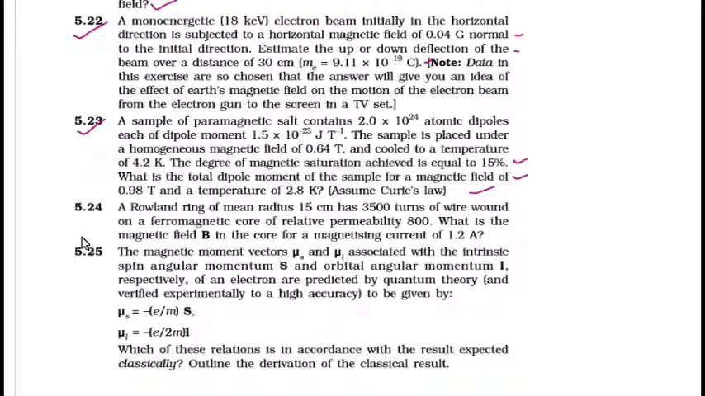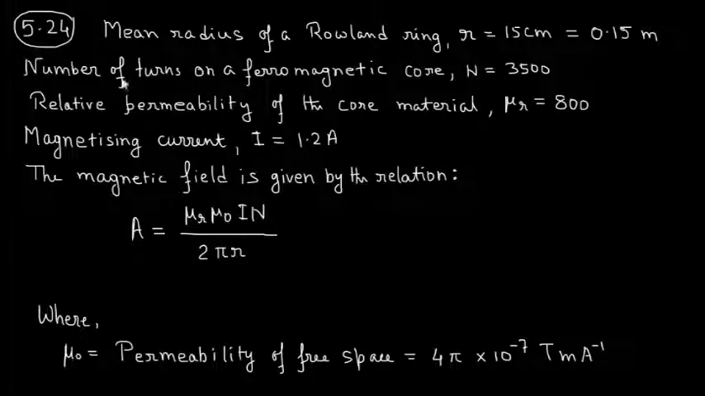So the next question is 5.24. A Rowland ring of mean radius 15 centimeter has 3500 turns of wire wound on a ferromagnetic core of relative permeability 800. What is the magnetic field B in the core for a magnetizing current of 1.2 ampere? So the solution of 5.24.